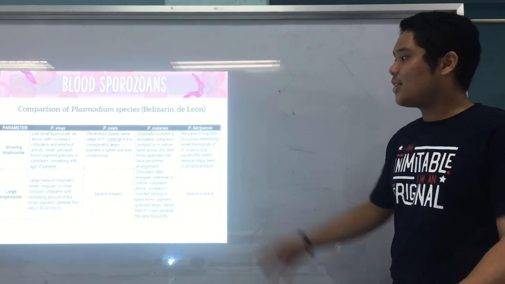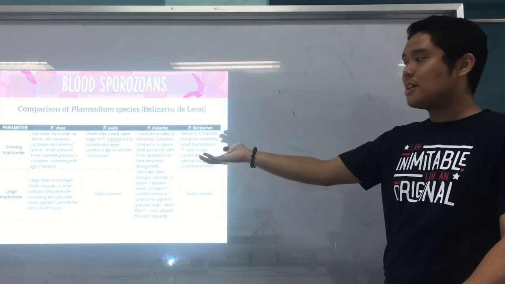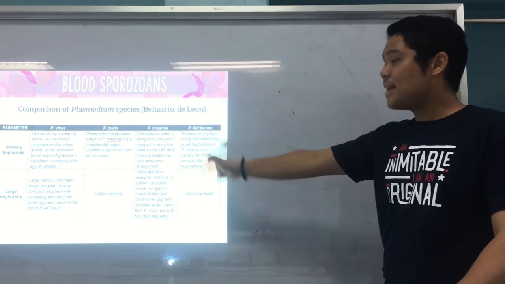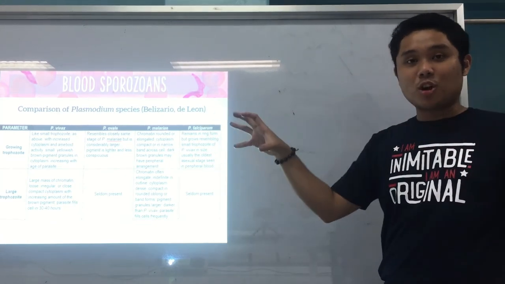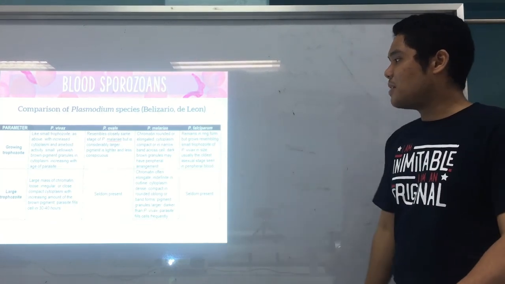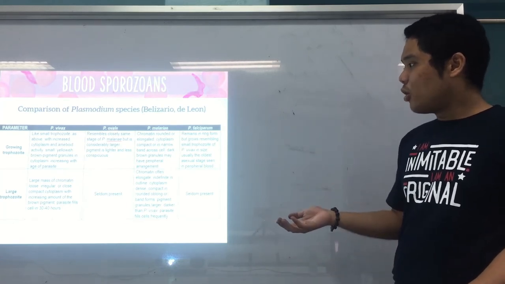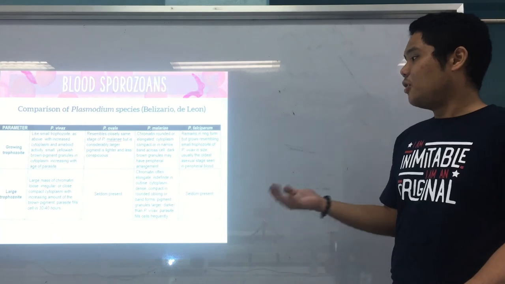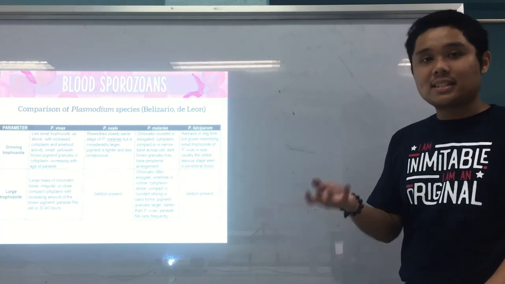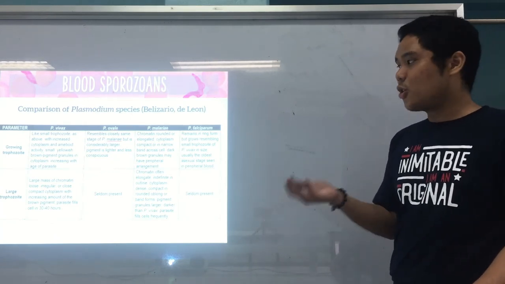For P. ovale, larger, but similar to P. malariae. For P. malariae, again, please take note, band trophozoite across the cell. And for P. falciparum, remains in ring form but grows, resembling small trophozoite of P. vivax. Usually the oldest asexual stage seen in the peripheral blood, a growing trophozoite.